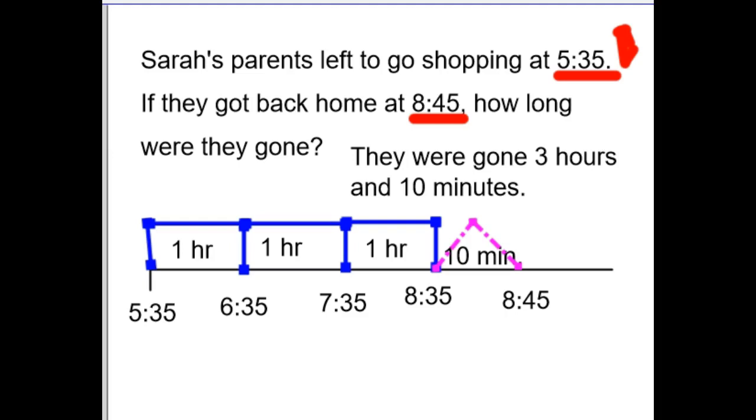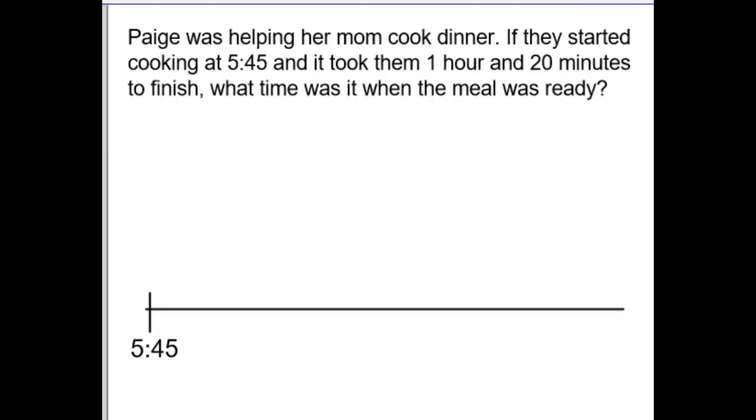So we're going to look at a different type of problem. So let's look at our next word problem. Paige was helping her mom cook dinner. If they started cooking at 5:45 and it took them an hour and 20 minutes to finish, what time was their meal ready? So I see that we have our start time and we have our elapsed time, but we don't know our end time. So we have to figure out what is our end time.